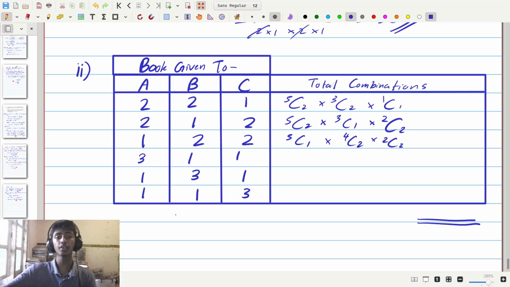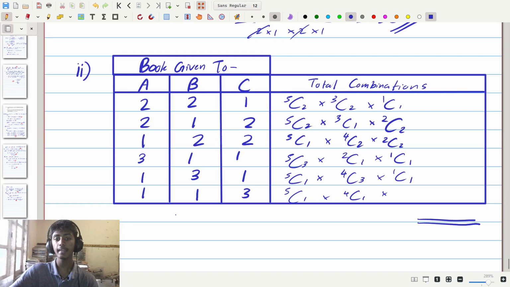Now for the last case, for the first one, we have 5 total books, we give 3 of them to A, so we have 5 choose 3, multiplied by, we have 2 total books, we give one of them to B, so we have 2 choose 1, and finally the last book we give to C, chosen from the set of 1 book. For the next one, we have 5 books, we choose 1, and then from the remaining 4 books we choose 3, and from the remaining 1 book we choose 1. And finally we choose 1 from the 5 books, then we choose 1 from the 4 books, and then we choose 3 from the 3 books. So these are our combinations for each of these given situations.